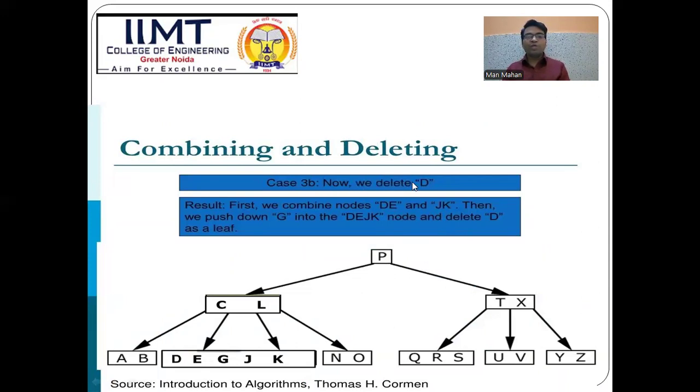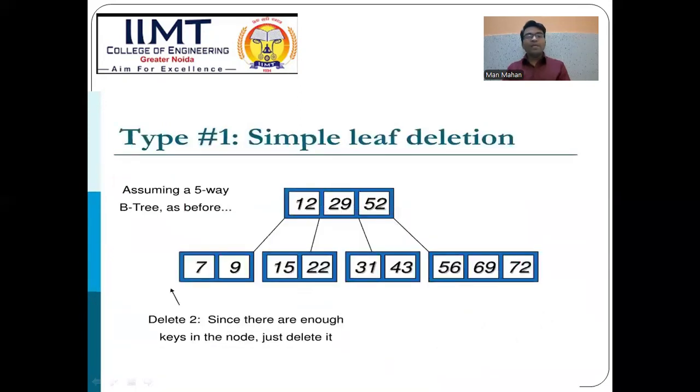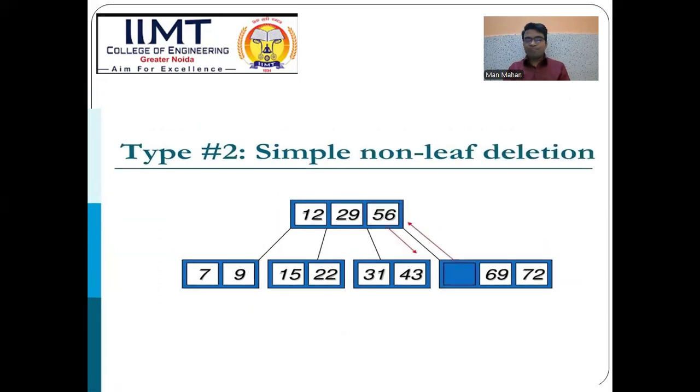So now we delete the element D. Where is D? D is in this position, so we can delete this element from the leaf node. There are simple examples here of the deletion process, assuming a 5-way tree and a B tree also. We want to delete 2, and we can easily delete it in this process. These are simple examples to exercise.